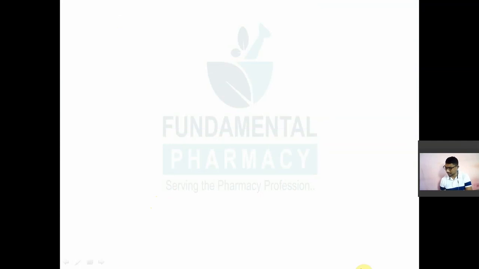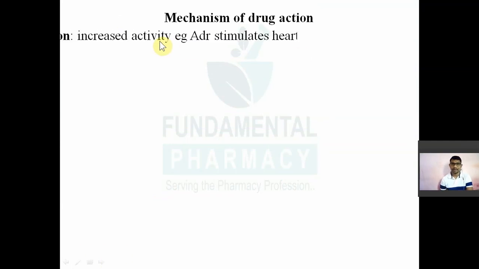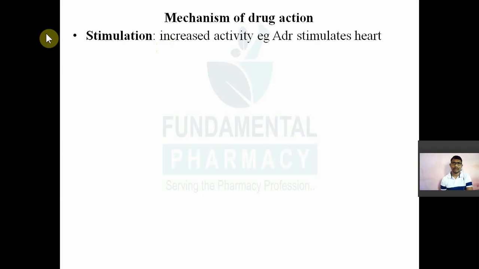In the last lecture yesterday we saw the different types of receptors, their signaling mechanisms and all that. Now, mechanism of drug action: how will a drug act? A particular drug is producing particular pharmacological actions. So how will it act? What are the different mechanisms for drug action?